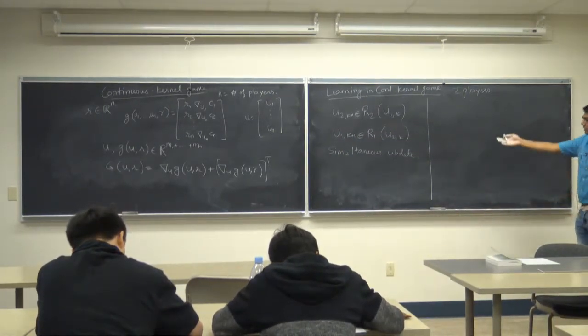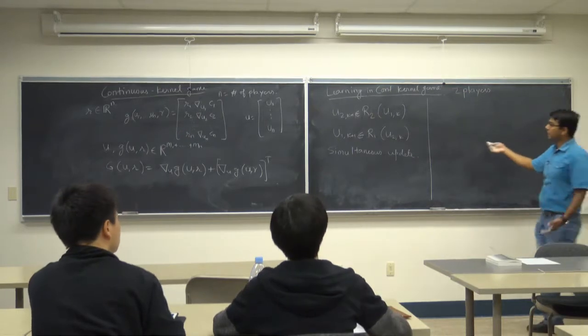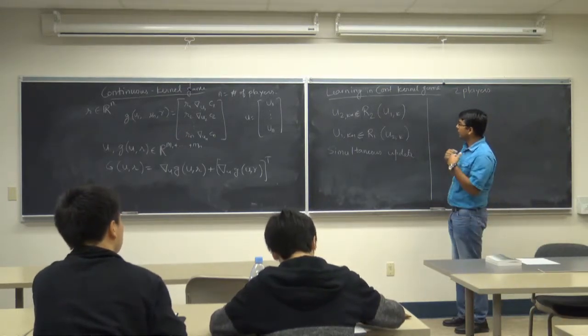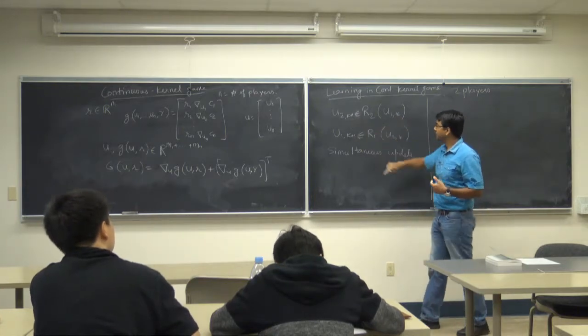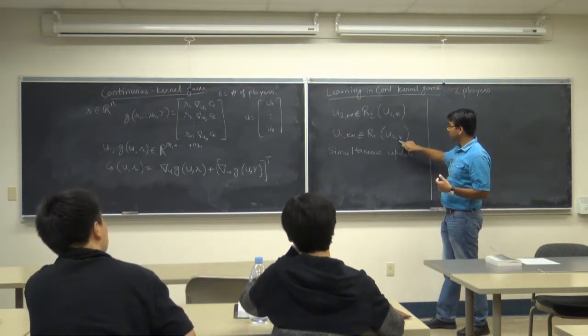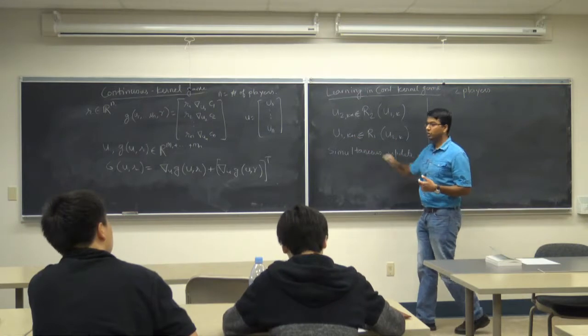It's simultaneous update. So if I'm player two, I look at your action at the past time step and I update my action accordingly. You look at my action at the past time step, and then you update accordingly, and this is called simultaneous update.